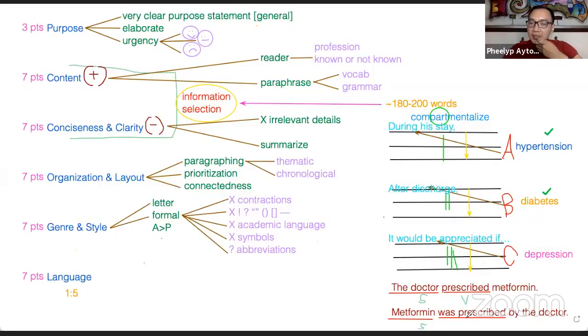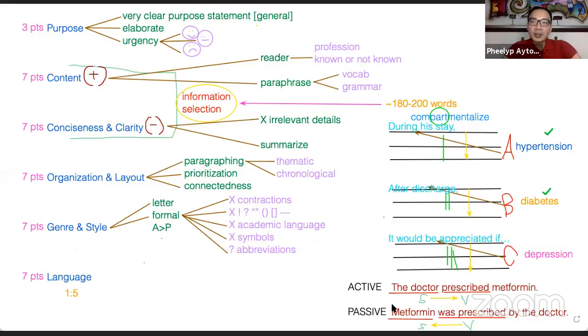In the doctor prescribed metformin, what is the doctor doing? The doctor is prescribing. He is performing the action. He's the one doing the action. On the other hand, when you say metformin was prescribed, what does the subject do? Nothing. The subject is the receiver of the action. For those of you familiar with it, these are what we call voices. This is what we call the active voice, because the subject is the doer of the action, is actively doing the action. And this is what we call the passive voice, because here the subject is not doing anything, but is rather being done to.